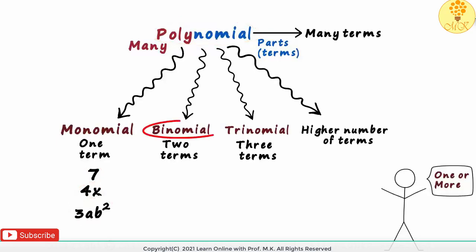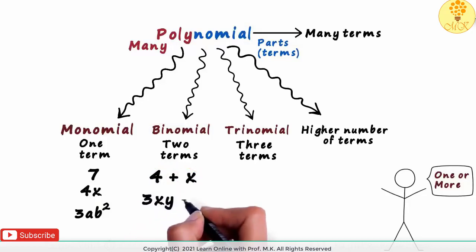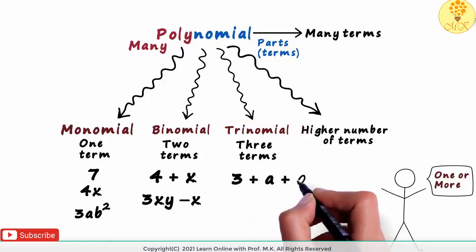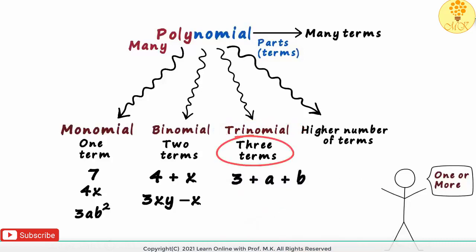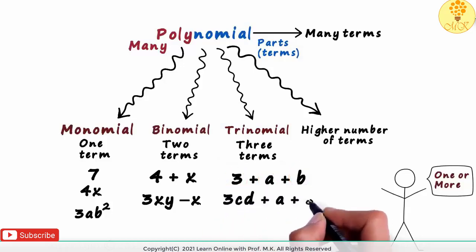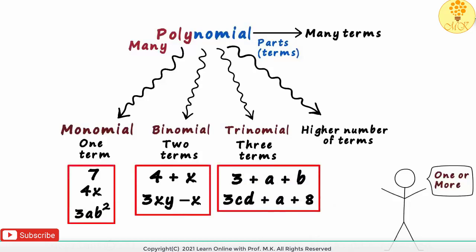An example of a binomial would be 4 plus x. The plus sign separates the terms. Another example would be 3xy minus x. An example of a trinomial would be 3 plus a plus b. It has three terms, 1, 2 and 3. Or maybe 3cd plus a plus 8. Again, let me remind you, all these examples you have seen are polynomials.